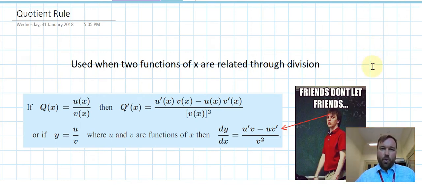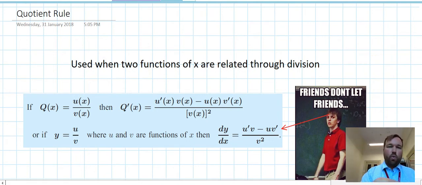Welcome to our video on the quotient rule. This rule is the one that trips people up the most often. Similarly to the product rule, we use U and V to denote our functions, and we use this rule when our functions are related through a division. So, if you see something that looks like this, y equals something divided by something else.